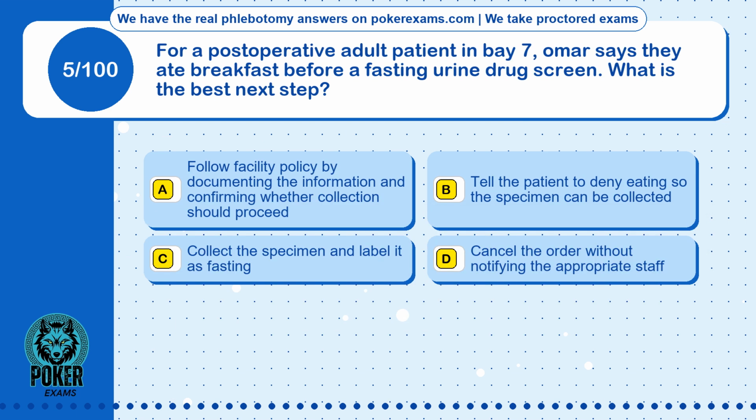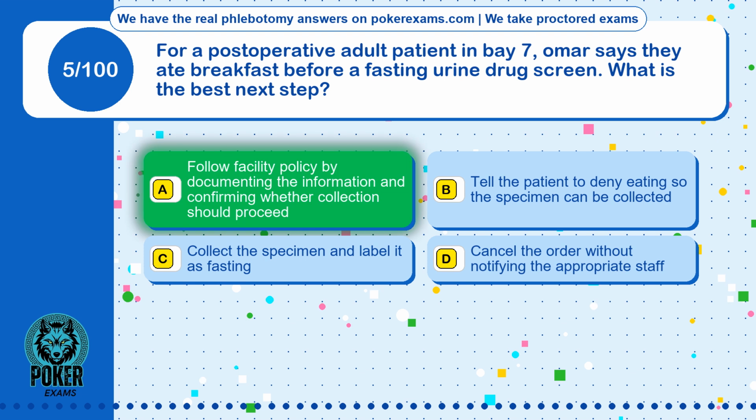Question 5. For a postoperative adult patient in Bay 7, Omar says they ate breakfast before a fasting urine drug screen. What is the best next step? Option A. Follow facility policy by documenting the information and confirming whether collection should proceed. Option B. Tell the patient to deny eating so the specimen can be collected. Option C. Collect the specimen and label it as fasting. Option D. Cancel the order without notifying the appropriate staff.